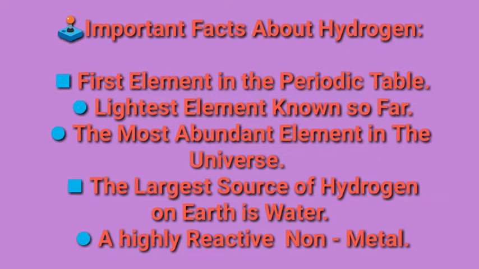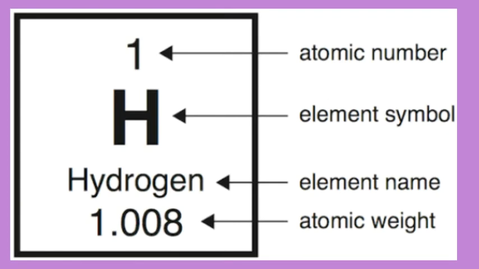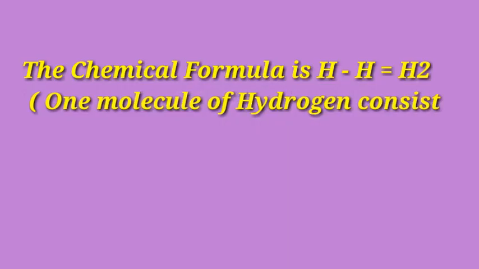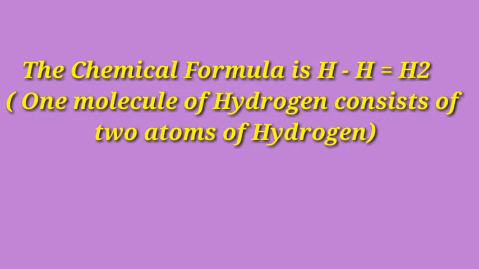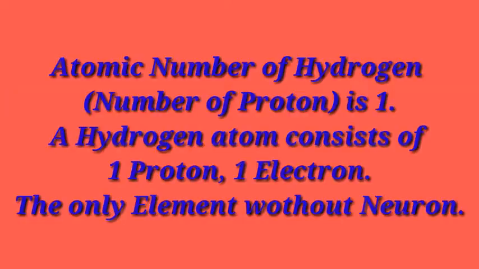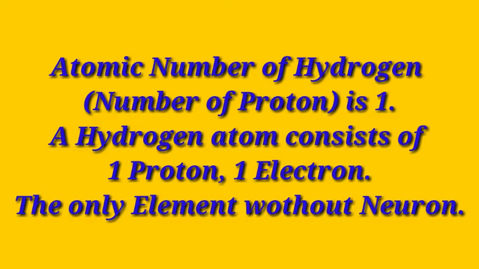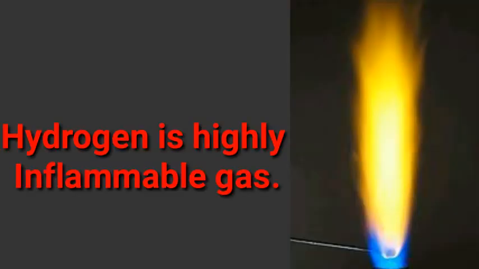The chemical formula is H2. One molecule of hydrogen consists of 2 atoms of hydrogen. We have already told that the atomic number of hydrogen is 1. The hydrogen atom consists of 1 proton and 1 electron. It is the only element without a neutron, and hydrogen is a highly inflammable gas.